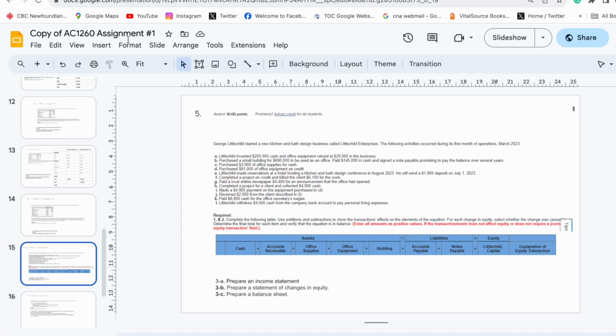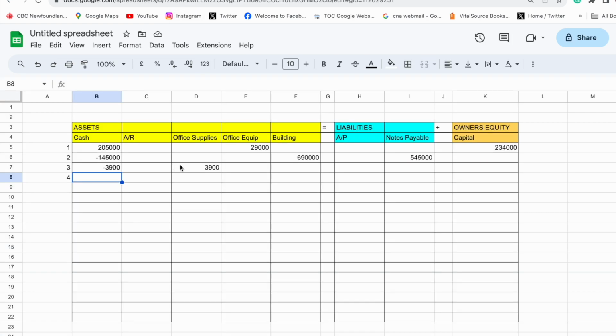Four. So next, purchased $81,000 office equipment on credit. Well, this means that you got office equipment for $81,000 on credit. Credit means that you're going to pay for it later, and that will be an accounts payable for $81,000. Does it balance? 81,000 on this side, 81,000 on that side. Yes. Okay, the next one.